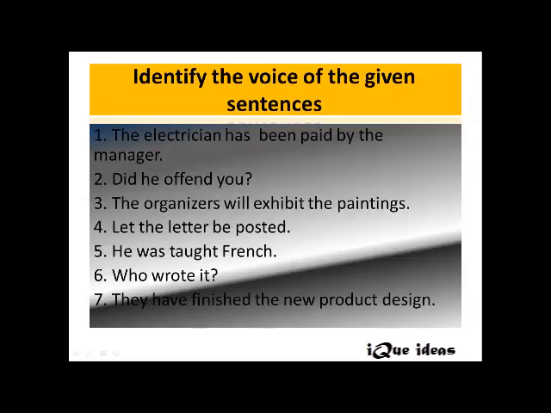Let's go for a kind of worksheet. Let's work out whatever we have learned. Let's test our knowledge. Identify the voice of the given sentences here. The first one, the electrician has been paid by the manager. I want you all to write down and identify the voice here, right? For you to identify the voice, you should understand one thing. Is it an AV or PV? You know what happens in AV. In AV, the subject is active. In PV, the importance is on object.